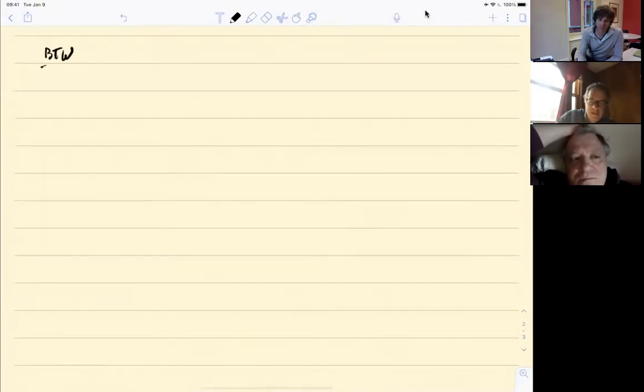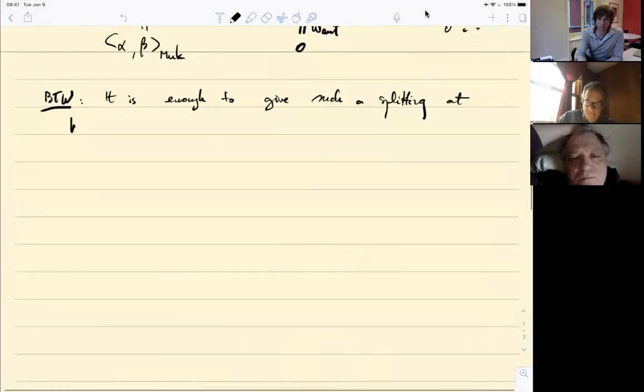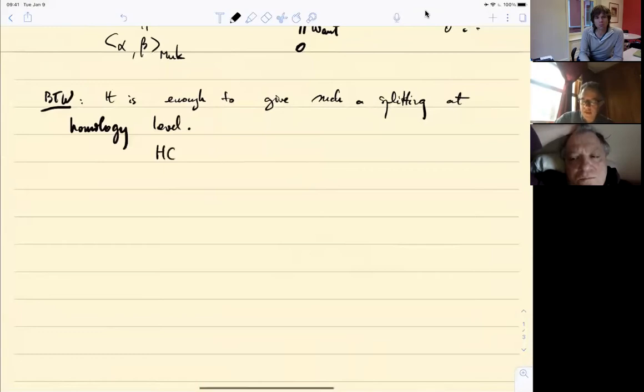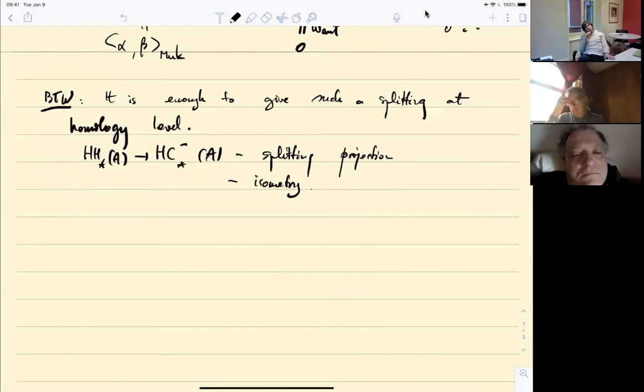Maybe let me just make a statement. It is enough to give such a splitting at homology level. So it's a map from Hochschild homology of A to negative cyclic homology of A, splitting the projection and which is an isometry with respect to the higher residue pairing. This is because in complexes of vector spaces, we can always split off the homology inside the chain complex.